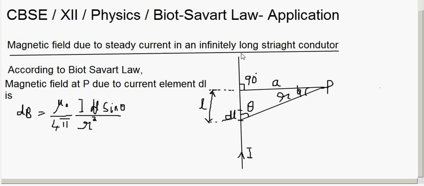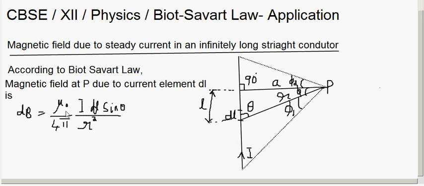Now let me say this angle is phi 1, or I will draw another line, and let me say this angle is phi 1 and this angle is phi 2. Angles phi 1 and phi 2 are from point P to the ends of the conductor.